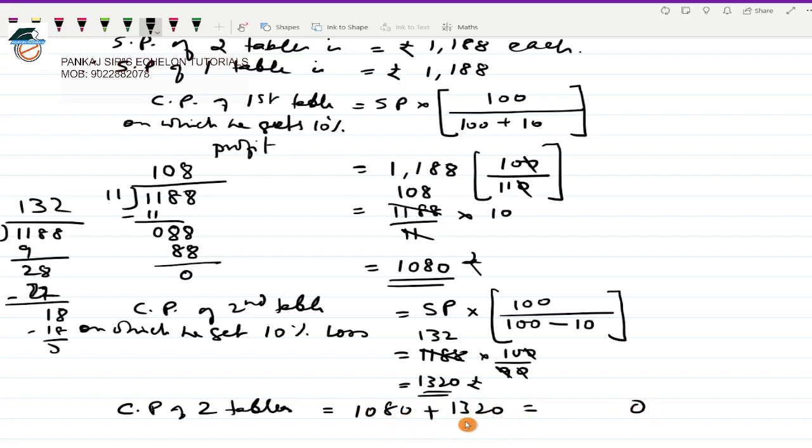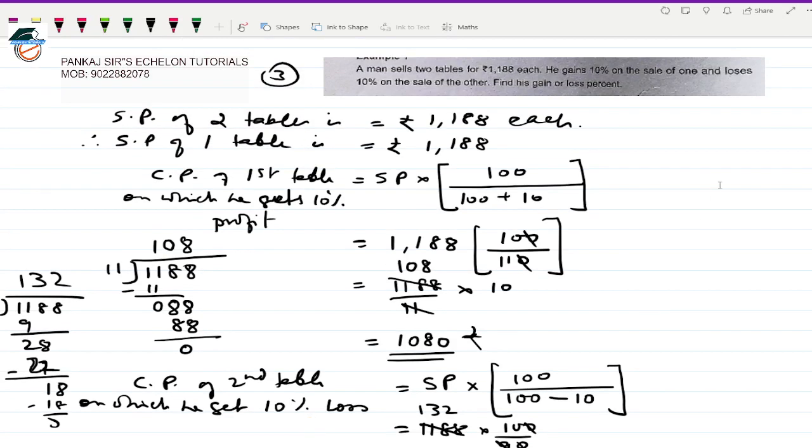So you'll get 0 plus 0, 0, and then 8 plus 2 is 10, so 0, 1 carried. This will be 1 plus 0, 1, and plus 3 will be 4, and then 1 plus 1 is 2. So 2400 is the cost price of two tables. Now what will be the selling price of two tables? We have seen in this question the selling price was 1188 for each table. So selling price of two tables will be 1188 multiplied by 2, isn't it?